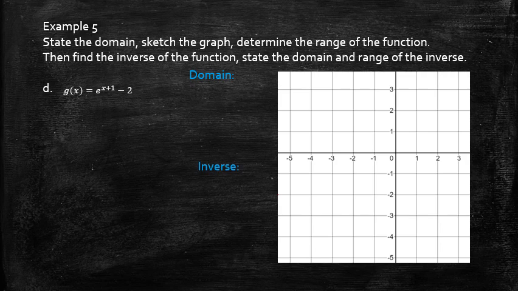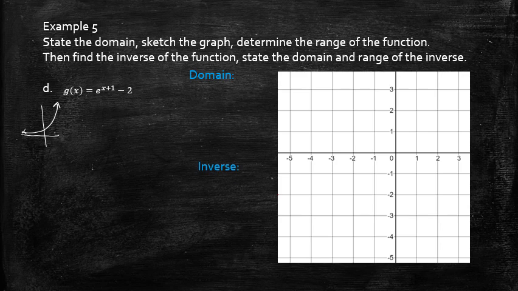Okay, part D, we have the function g of x is equal to e to the x plus 1, minus 2. I think this is in this section just to make sure that you guys are paying attention. So this is back to an exponential function. It looks like exponential growth because e is between 2 and 3, right? So a number bigger than 1, so we get exponential growth.